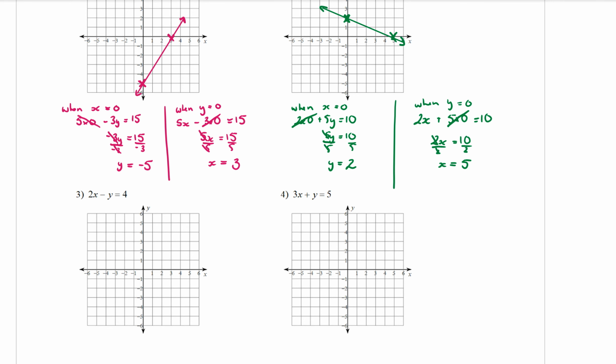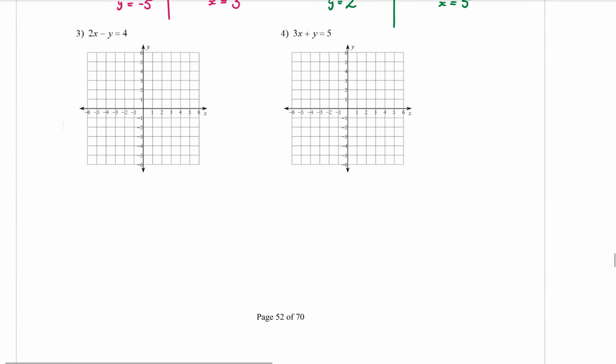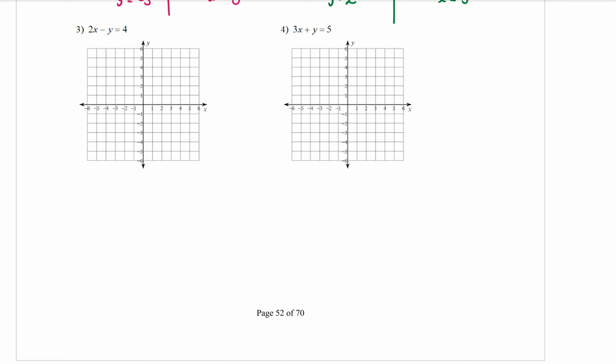Okay, so we're just going to do the same process over and over again. So let's do it again. We're always going to find what happens when x is 0 and what happens when y is 0. So when x is 0 into our new equation, we will get 2 times 0 minus y equals 4. 2 times 0 is 0. Cross it out. I have minus y equals 4.